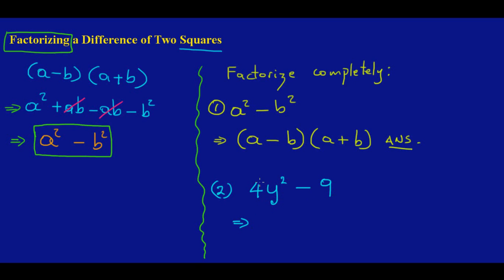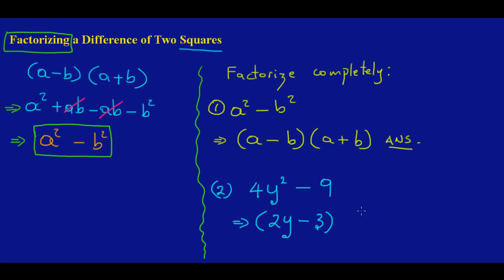I am looking at this term here, and since I'm dealing with a difference of two squares, I'm going to find the square root of this term. So I'm going to open a bracket and I'm going to say, what is the square root of 4? The square root of 4 is 2. The square root of y square is also y. I'm going to put back my negative sign, and then the square root of 9 is 3. And then I'm closing my bracket because I'm through with that.